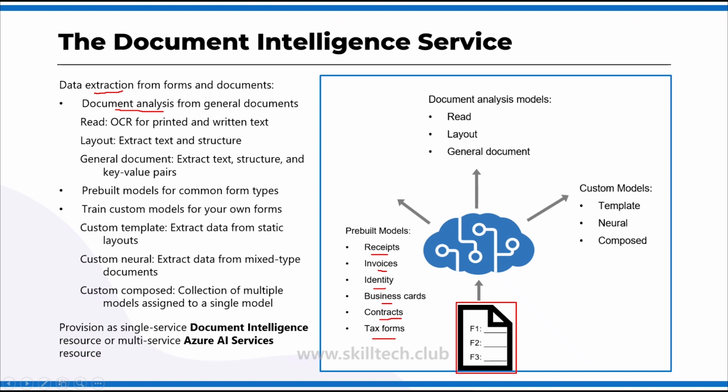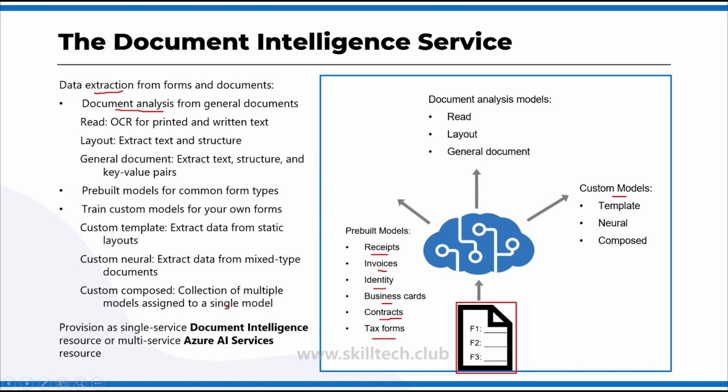If none of these match your requirement, you can go for custom models too, where we have multiple options available to train a custom model with our own forms. You can go with template, which helps you extract data from static layouts. You can go for neural, which helps you extract data from mixed types of documents that don't have a specific fixed format and layout. And then you can also go with the custom composed model, which is a collection of multiple models assigned to a single model; it's not one single model, but a combination of multiple models in one. Which way you go depends on what kind of form you have and what kind of content you want to extract from it.